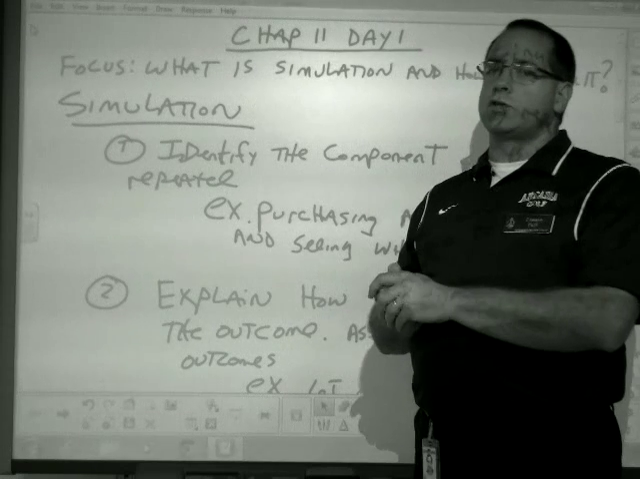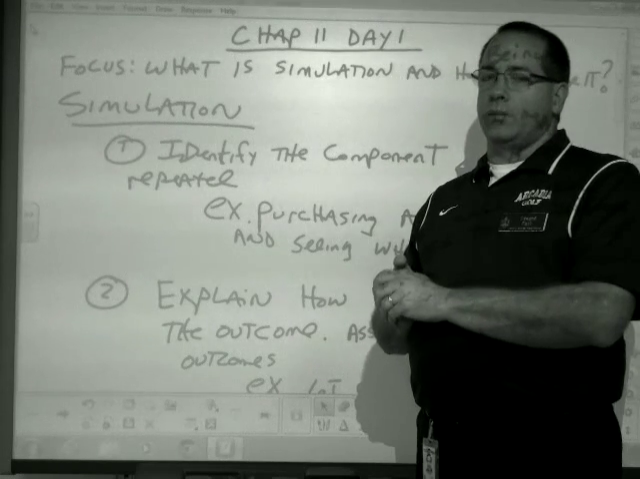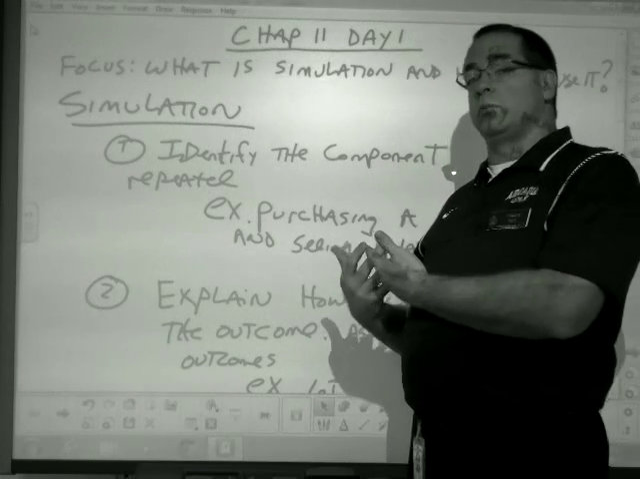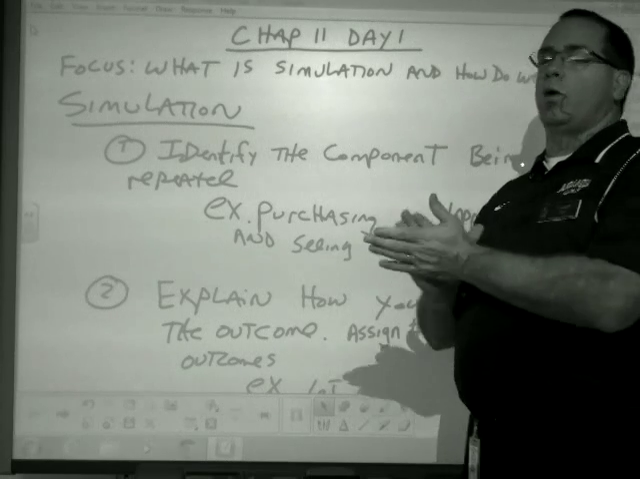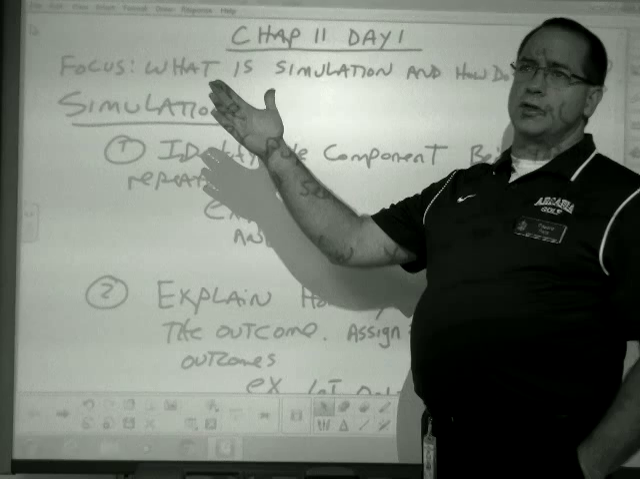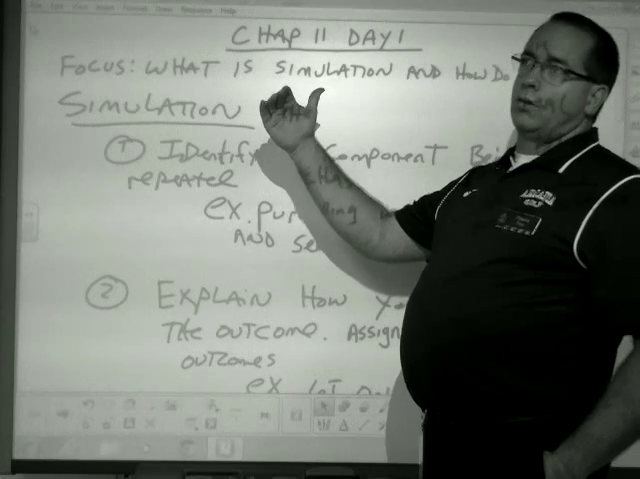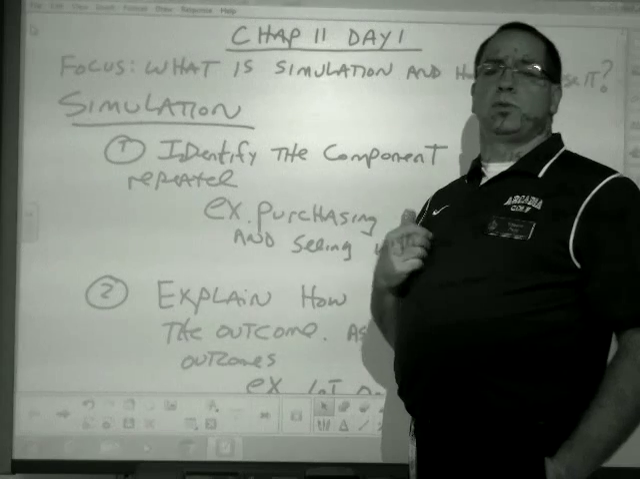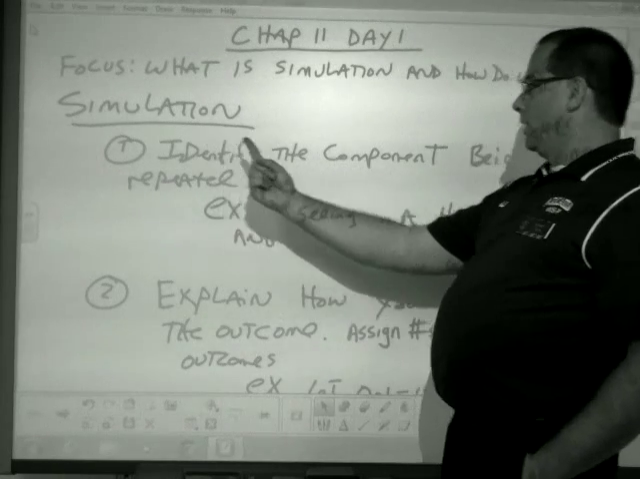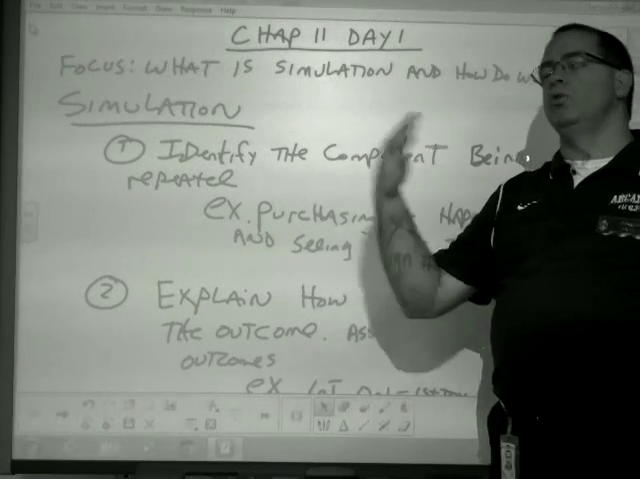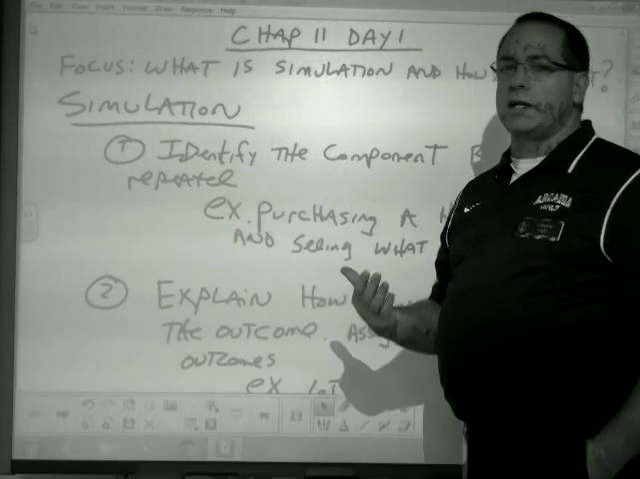So there's a lot of use for simulation in statistics, but what you have to learn about is the components of simulation and how do you perform one. So simulation is just the process of using random numbers to simulate a situation, but there's some components to it. First thing, you've got to identify the component being repeated. What is it that you're doing? Okay? So let's take a scenario.